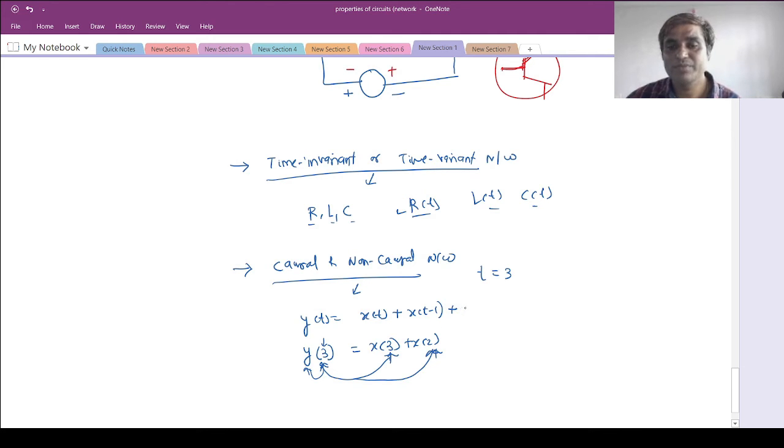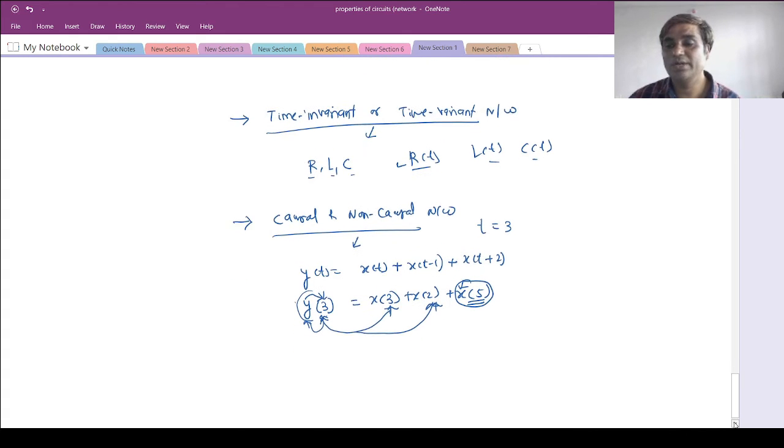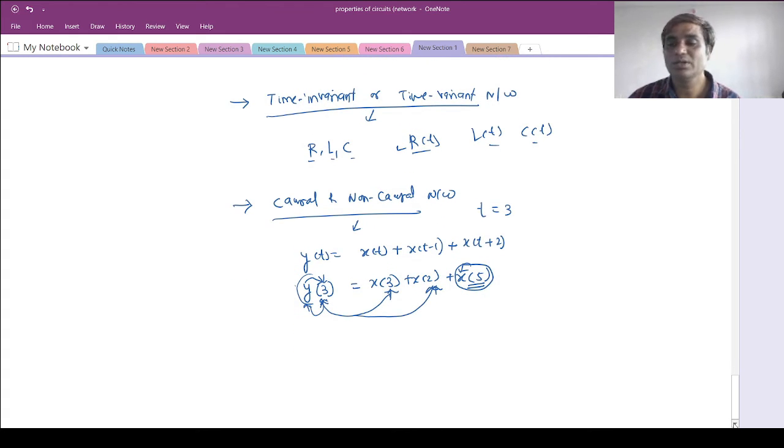Whereas if the present value of output is like this, here it will be x of t with t equal to 3, so it will be 5. Now I am calculating the output at the third second, but for that I need the future value of input, which will be at 5 seconds, that I don't know. It means if the present value of output depends on the future value of input, then that kind of circuit or system or network is called a non-causal network.